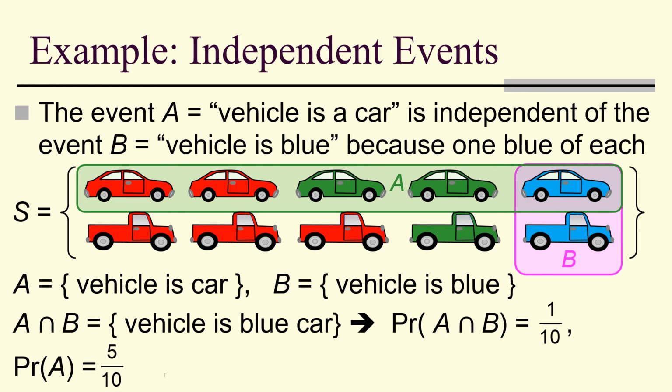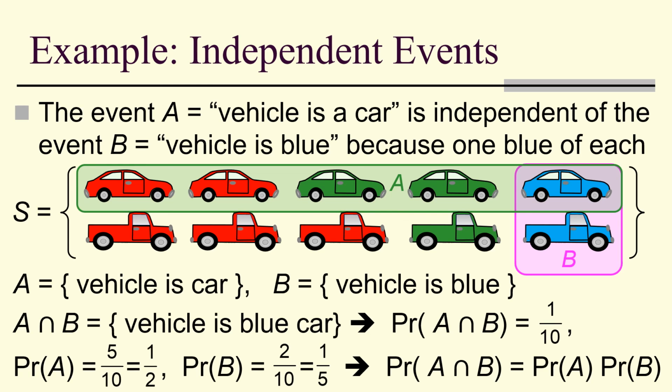The probability of A, we have a car, is 5 out of 10, which is 1/2. The probability of B is 2 out of 10, which is 1/5. 1/2 times 1/5 is 1/10. Therefore, the probability of A intersect B is the probability of A times the probability of B. A and B are independent events.